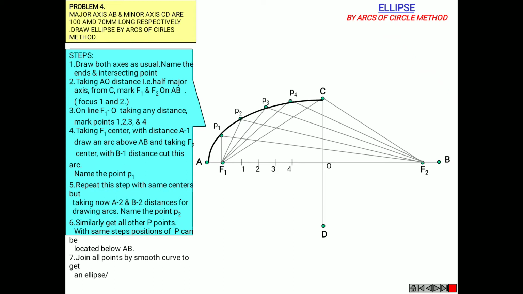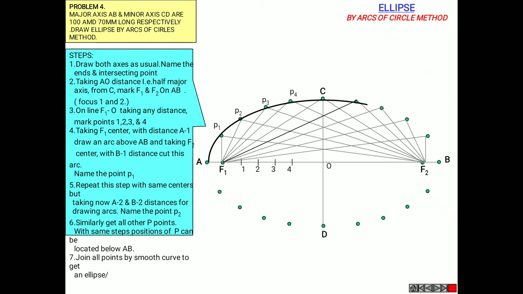So you have got a quarter ellipse on the left top of your figure. Similarly, on the right top of your figure, point them and join the points with a smooth curve. Similarly, in the left bottom and right bottom, you will be getting the points, and join all these points smoothly in order to obtain an ellipse. So this is a very simple method which is called the arcs of circle method. So I hope you have got the point.